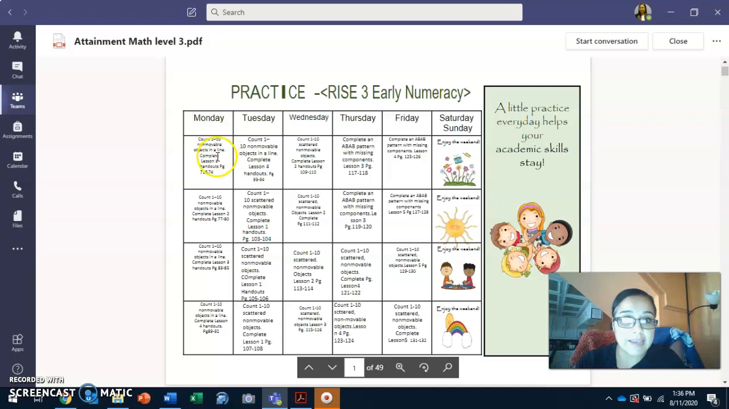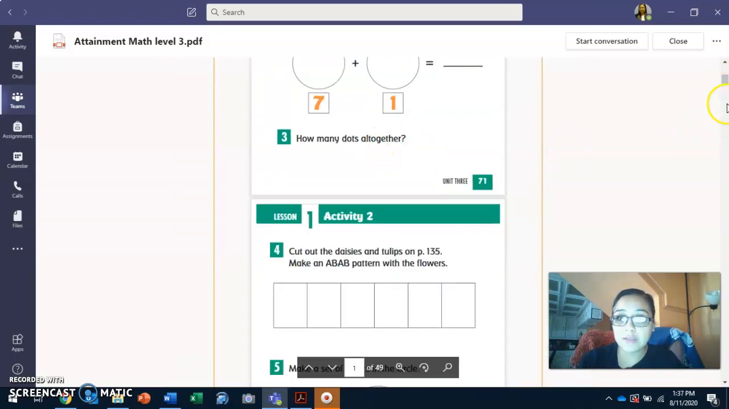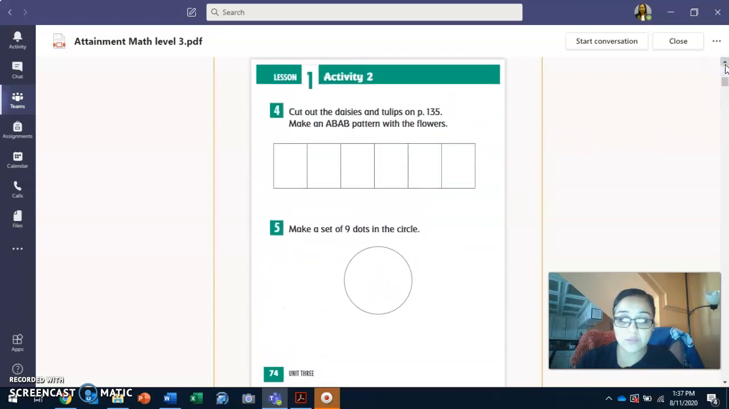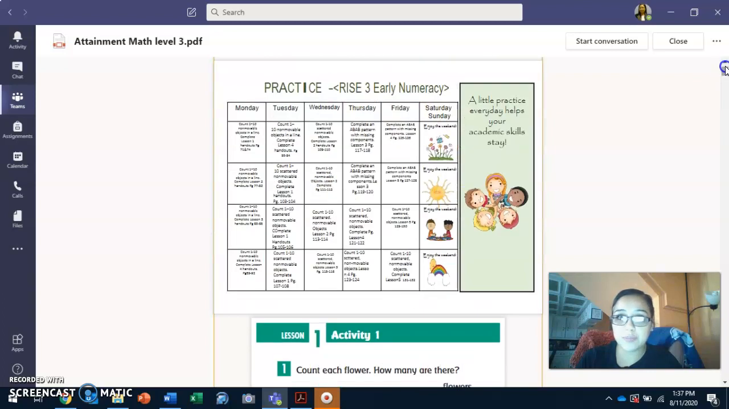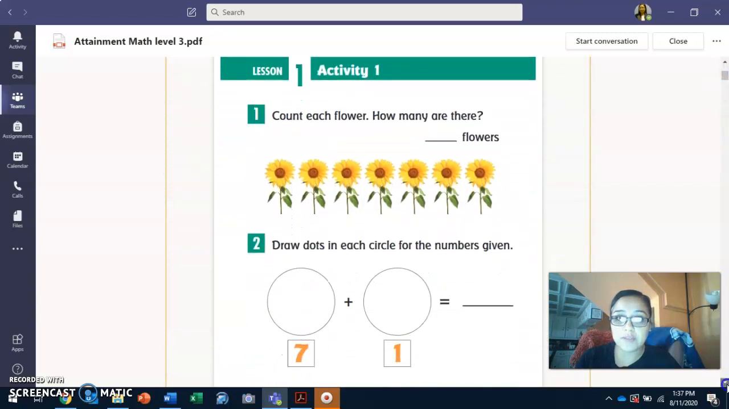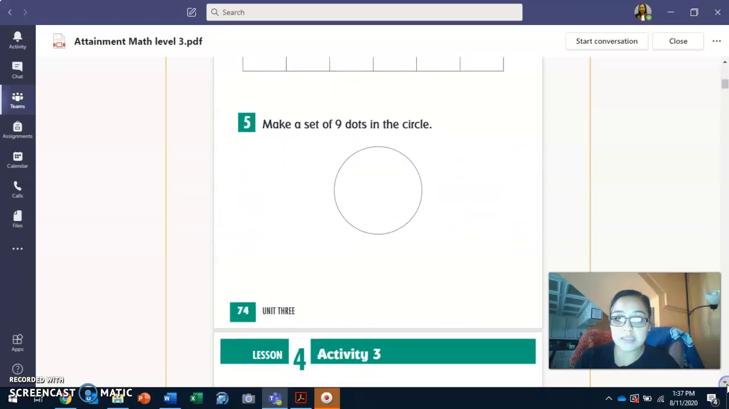So it says, count 1 through 10 non-movable objects in a line. Complete lesson 1 handouts, page 71 and 74. So everybody in your packet, let's go ahead and look for pages 71 through 74. So we have 71, that's what 71 should look like. 71 and 74. So it's only 2 worksheets. I know you're probably looking for 72 and 73, but no. So just 71 and 74. So this one, and the page numbers are at the bottom, and this one.